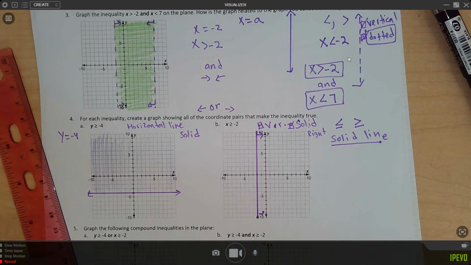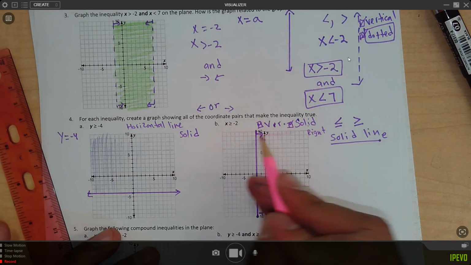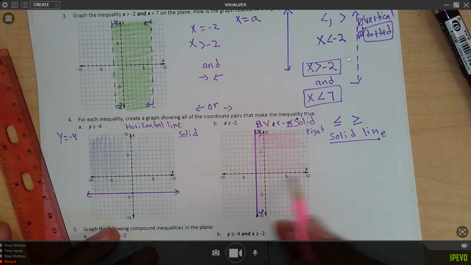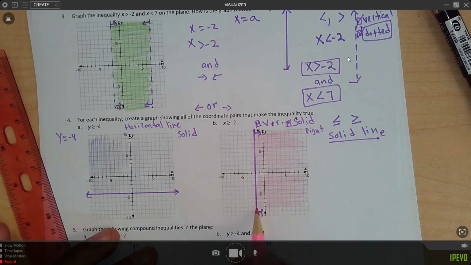Hopefully this tip doesn't break. And there it is, you guys. So there's my shading for this graph.